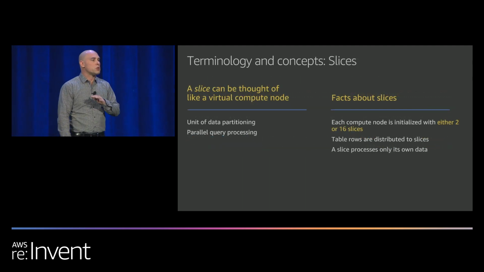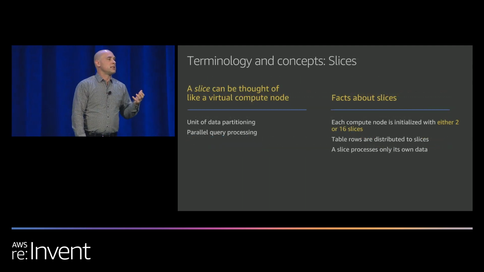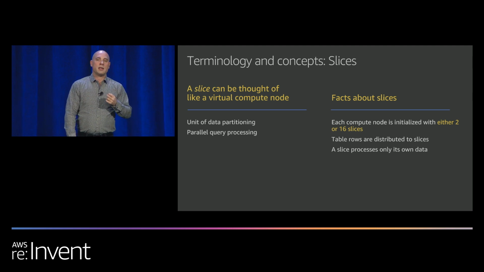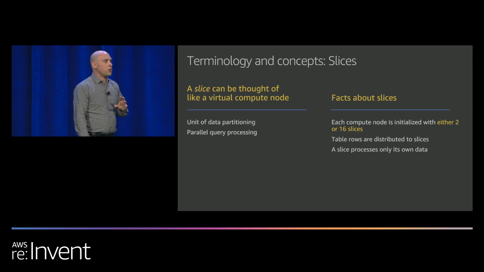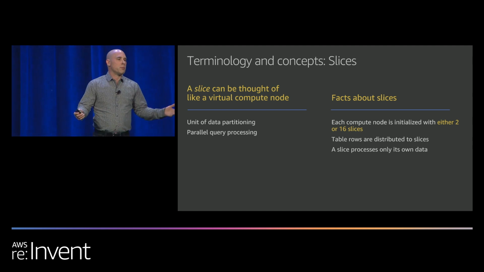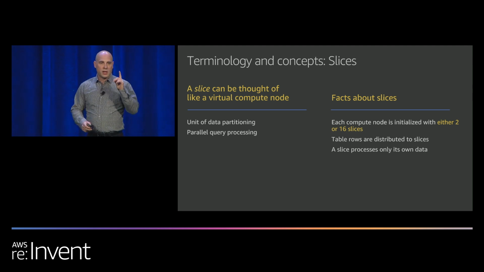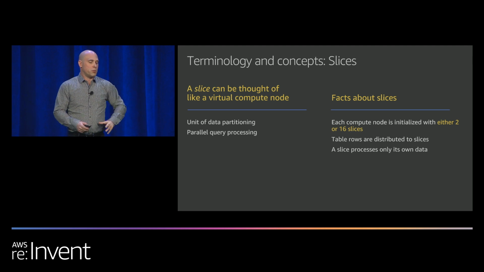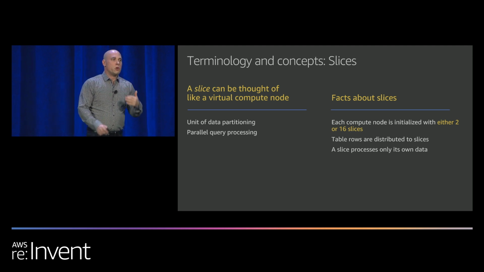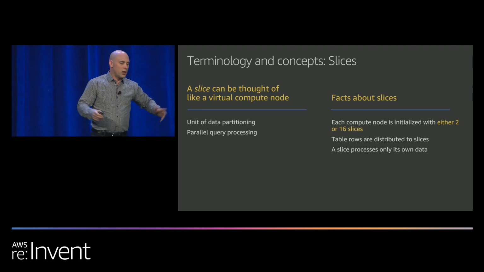So this next concept, really important in Redshift, slices. It's how we get parallelism within each one of our compute nodes. The easiest way to think about them is they're virtual compute nodes. So every one of our compute nodes is divvied up into either 2 or 16, depending on the size of it, virtual compute nodes that we call slices. When you write data out to Redshift, it is essentially spread out across all of these slices, kind of sharded out.